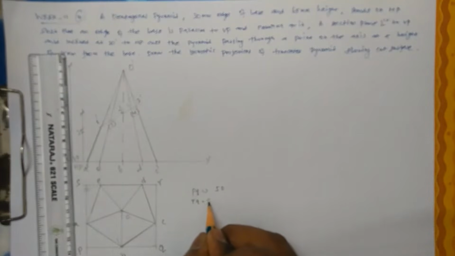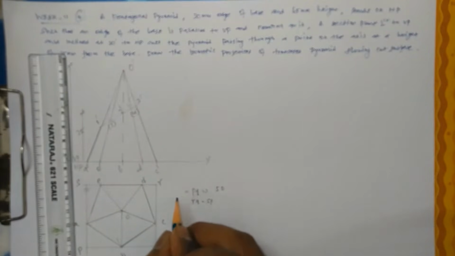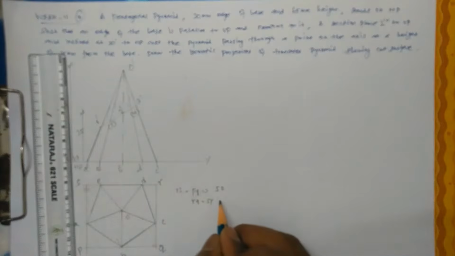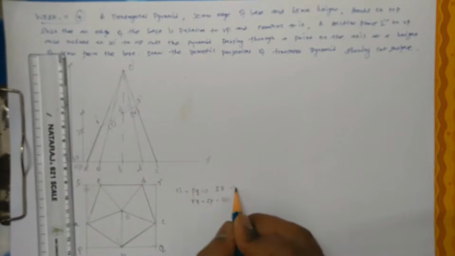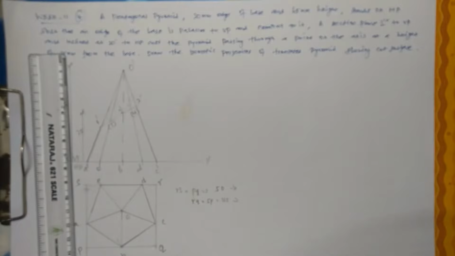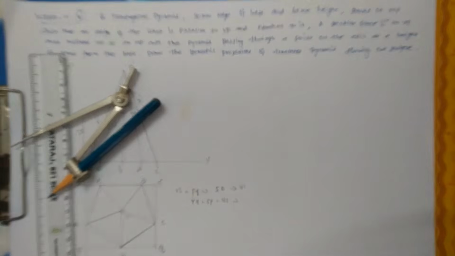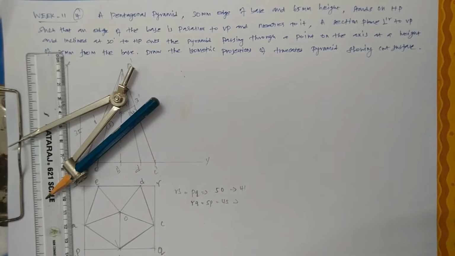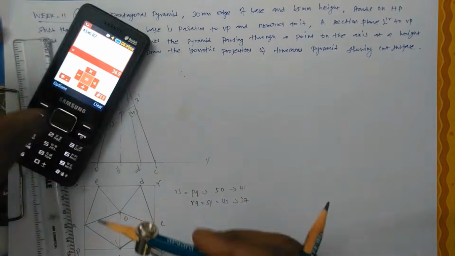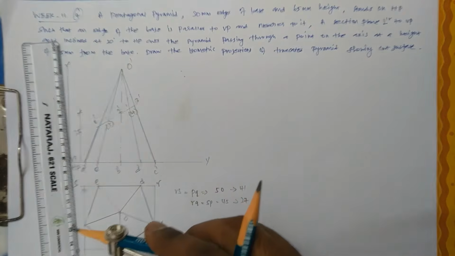Okay, QR or PS or PQ or RS, all are equal. So let us multiply by 0.82. Let us foreshorten it for isometric scale. So PQ or RS is 41. Similarly, RQ or SP is 37. 36.9 or 37.